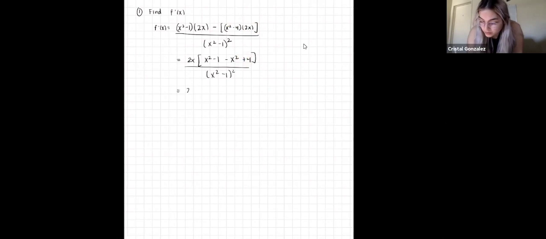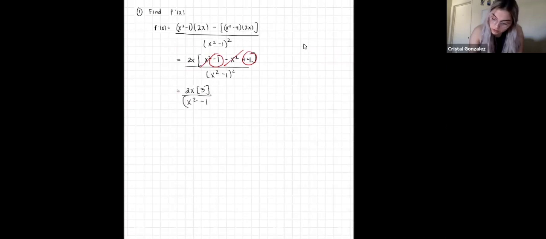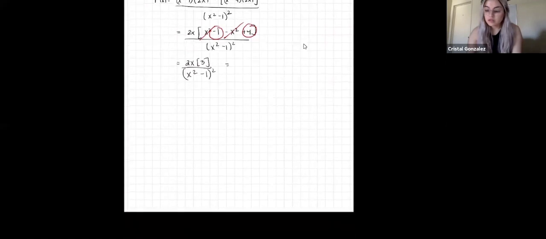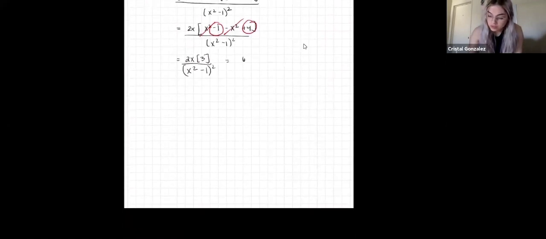Then we get 2x, and then I notice that here, I have an x squared and it cancels out with this negative x squared. And then I have -1 plus 4, and so that's going to give me a positive 3. So times 3 over x squared minus 1 all squared. So this means that my derivative is equal to 6x over x squared minus 1 all squared.